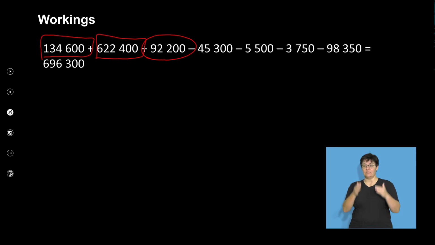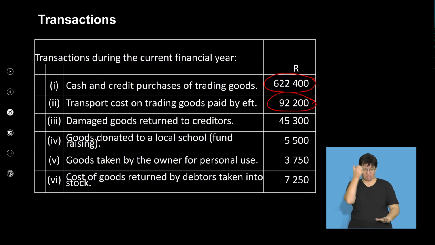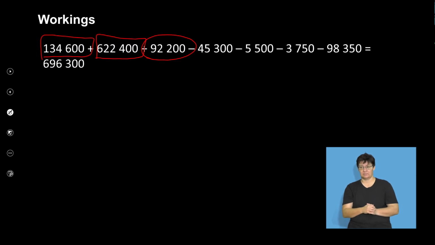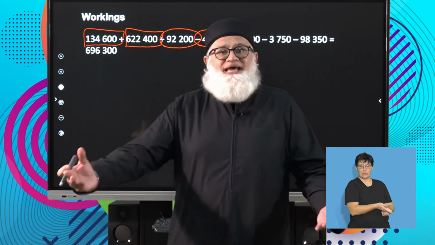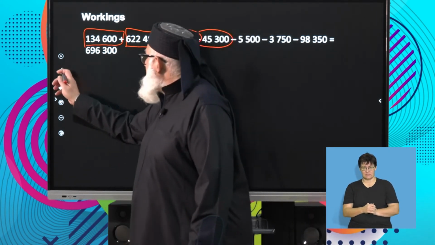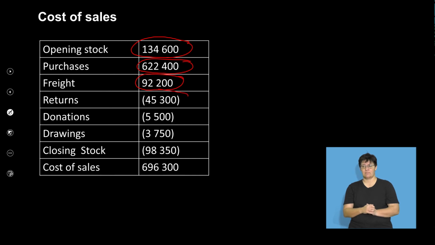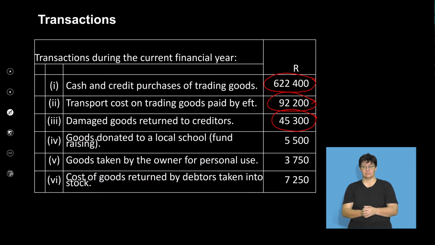Next one that we have here is the damaged goods returned to creditors 45,300. Watch, in my calculation, it's a minus. Why? Because those goods were sent back to my suppliers. They were damaged goods, so they had to be returned to my creditors. In my table calculation, there's my return shown in brackets to indicate that I have returned those goods to my suppliers. Right? Going back. And the next item is goods donated to a local school that were fundraising, 5,500.